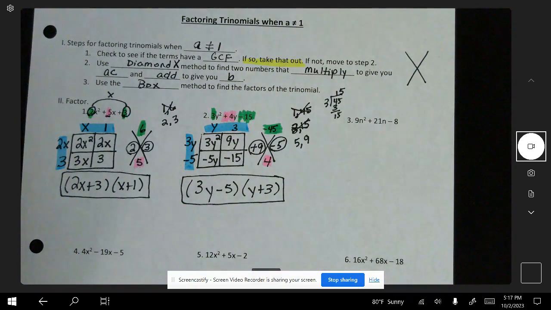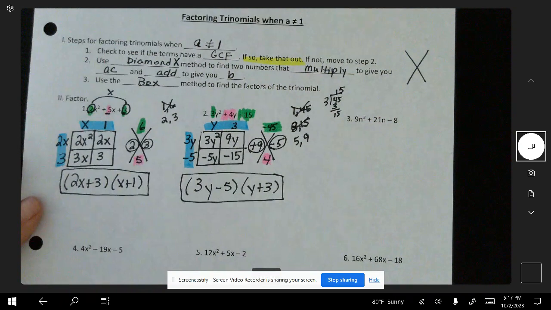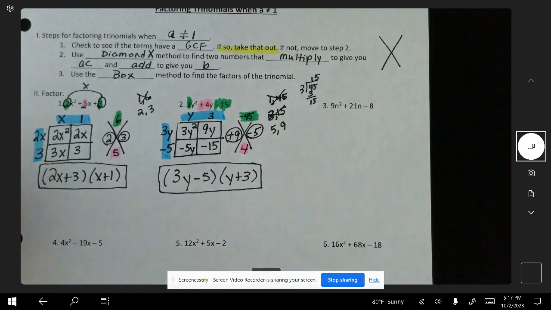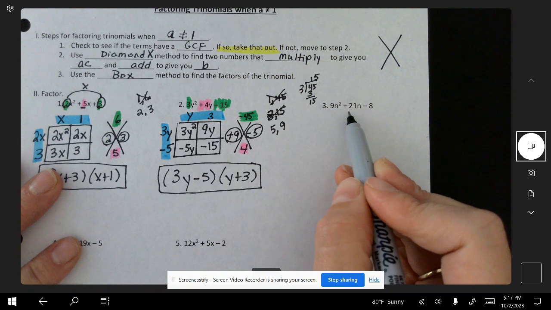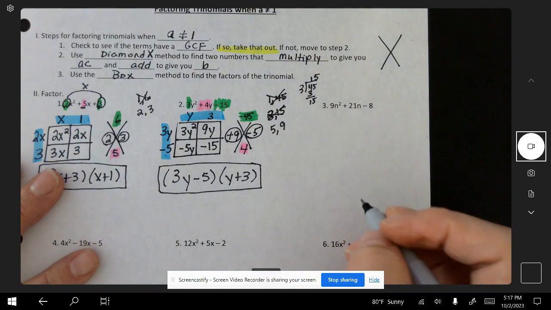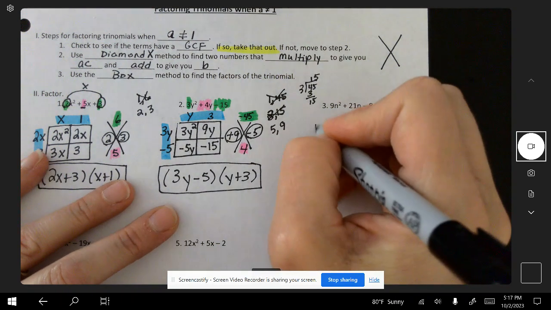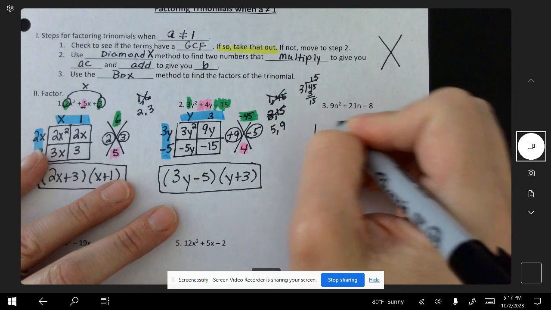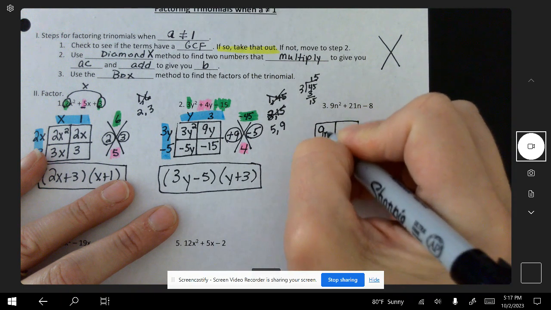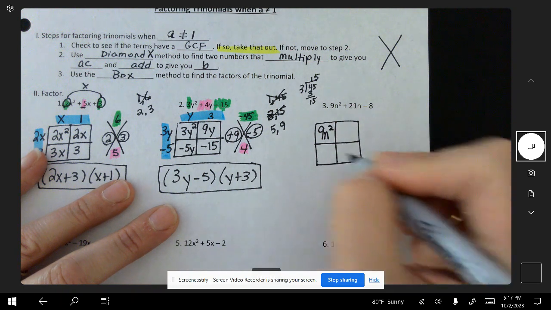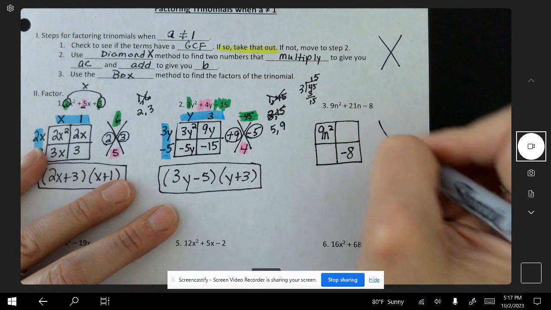Okay? All right, I'm going to do one more with you here. Number 3. Is there a greatest common factor of 9, 21, and 8? There is not. So we're going to go straight to our box. Okay, we've got 9n squared. That's the first term. And the last term is negative 8.